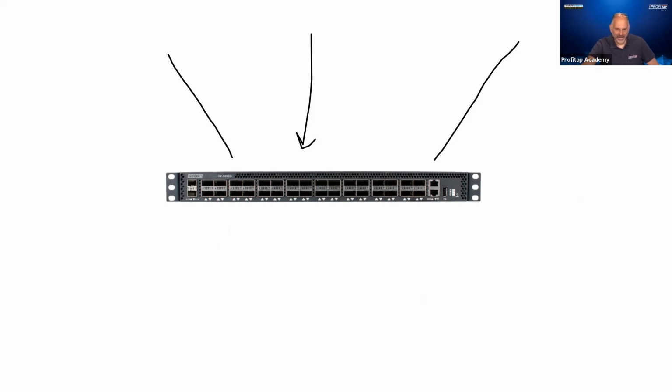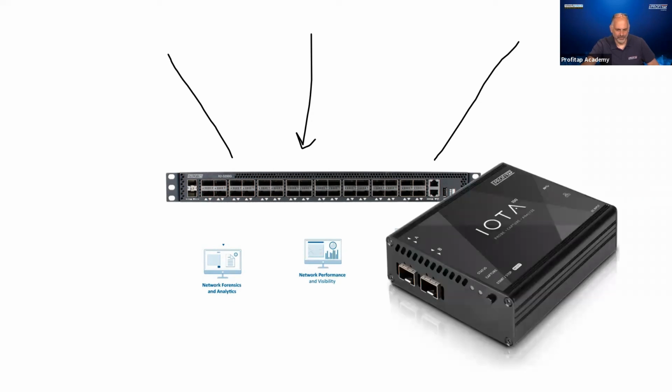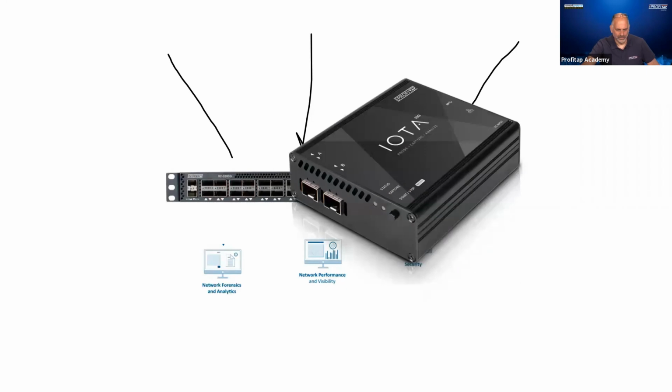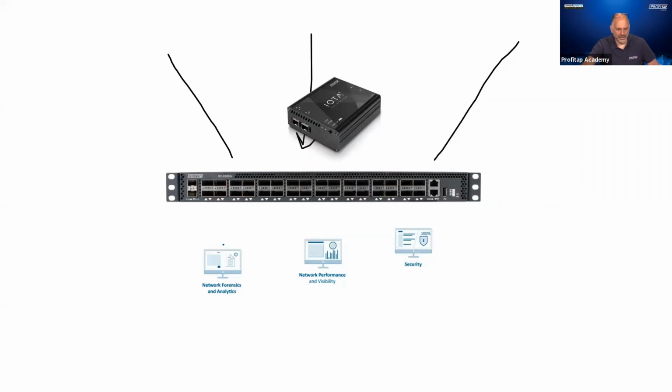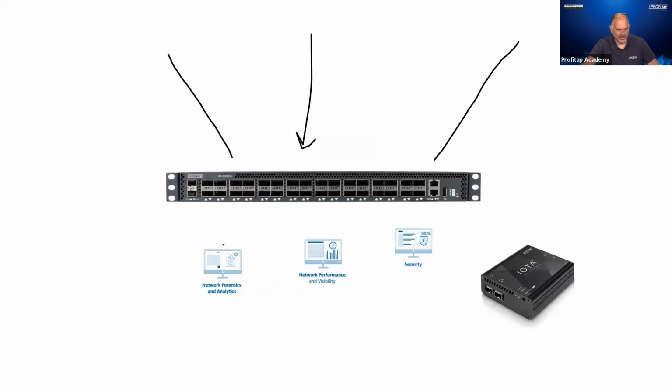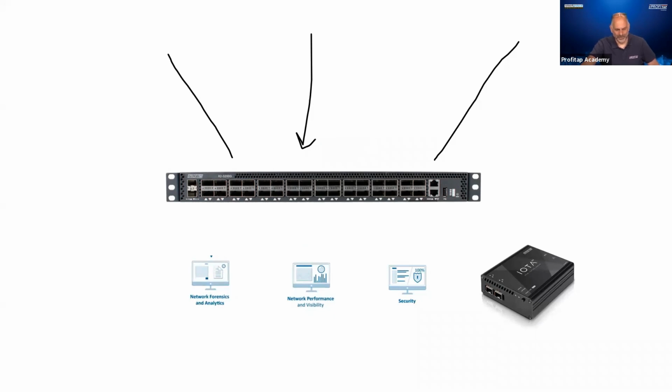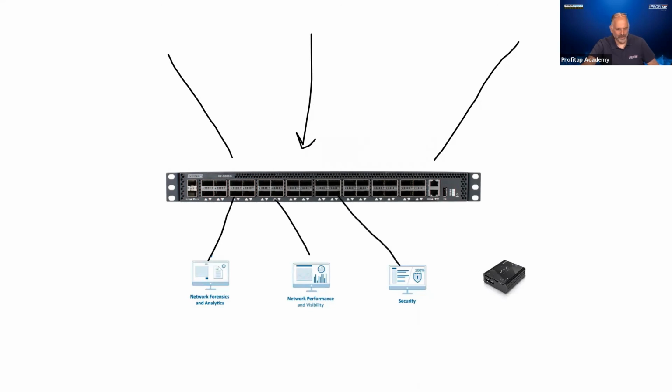Let's see. So now, as I have my different pieces of analysis equipment out here, starting to take, and the funny thing is I made that IOTA really big. It's actually physically smaller than pretty much everything else that's in there. But now I have the ability to come in here and start outputting that aggregated, filtered, VLAN tagged, tag stripped, sliced traffic out to those devices.